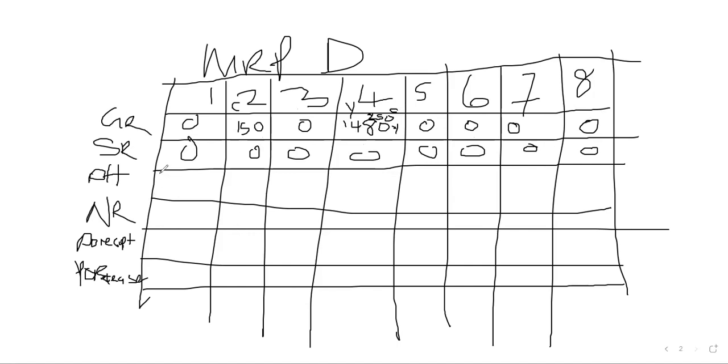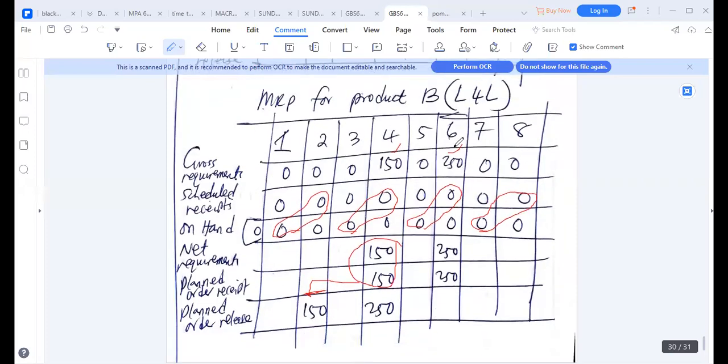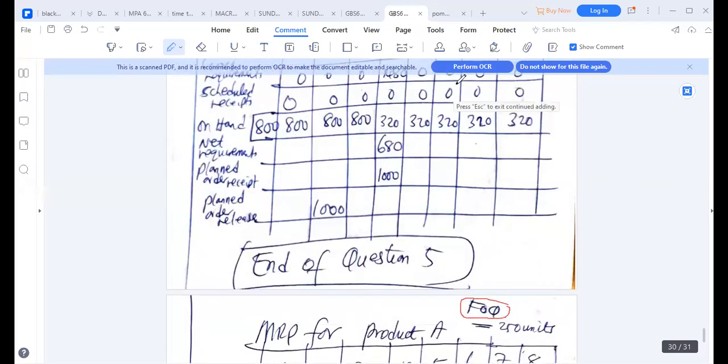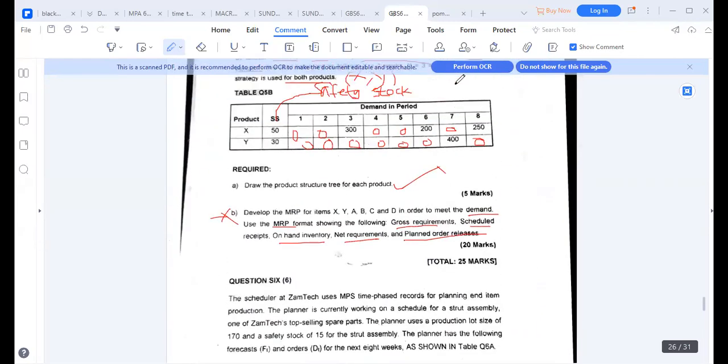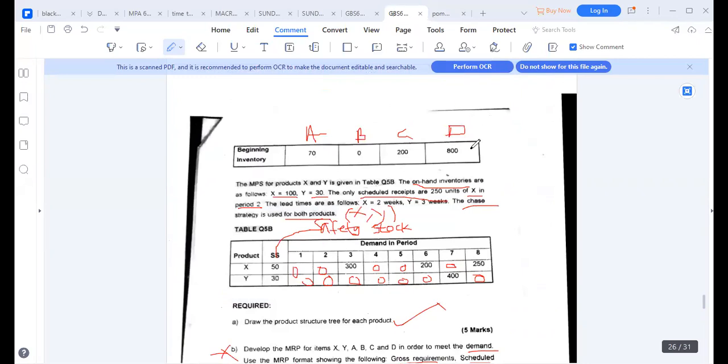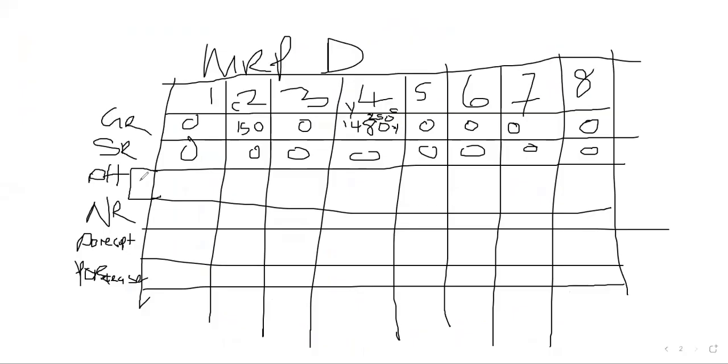So we have the on hand now. We have to check what on hand we've been given. So the on hand that has been given here in the question for D, you check from the question what the on hand was. The on hand for D was 800. That's the beginning stock. So we put 800 here. And the lot size was 1,000.